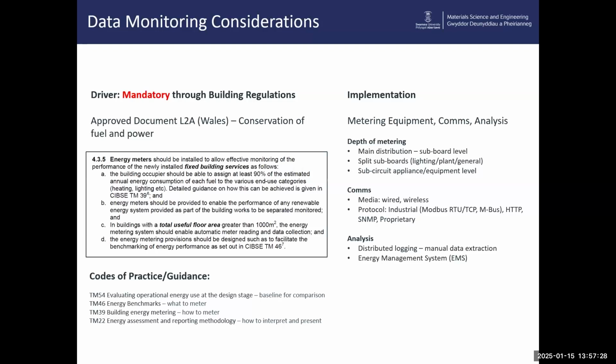We've also got how that system is going to communicate, what media it's going to use, whether it's going to be wired or wireless, via the internet or via different methods. And then how that's going to be analyzed. So is it going to be more like manual data extraction and then a team of people working on that? Or you can employ something like an energy management system, or an EMS, to do that for you.